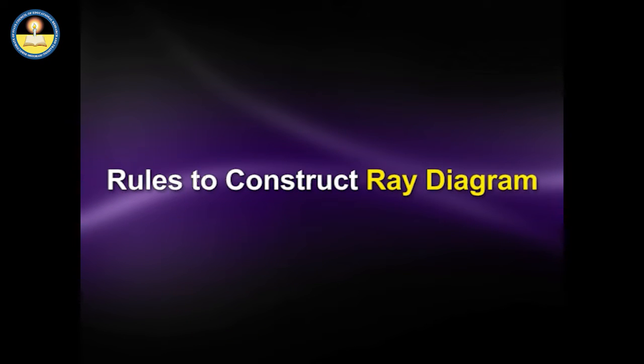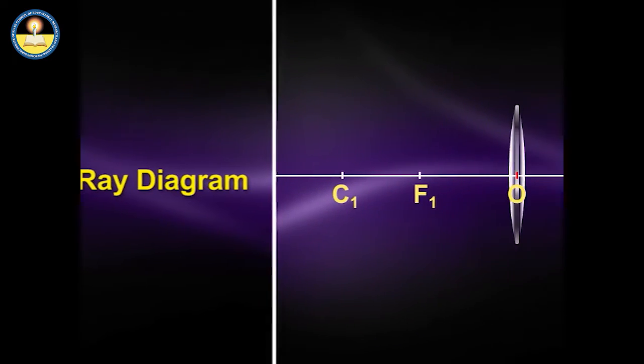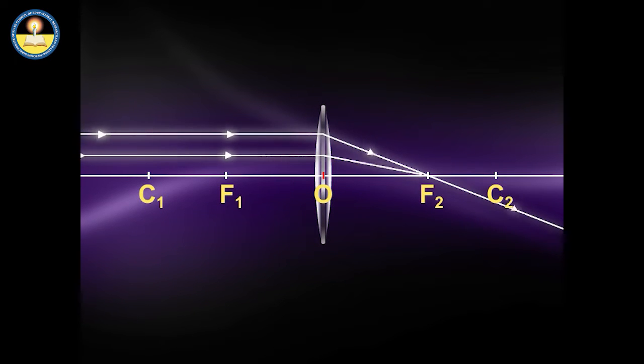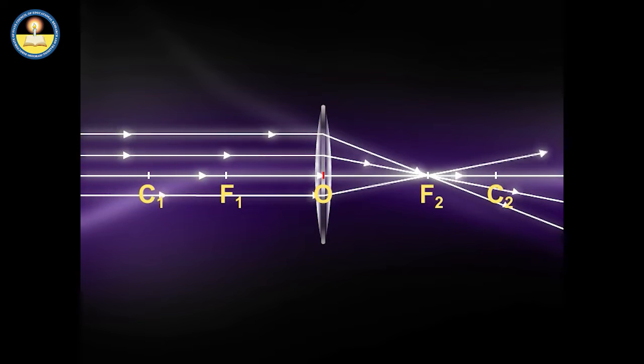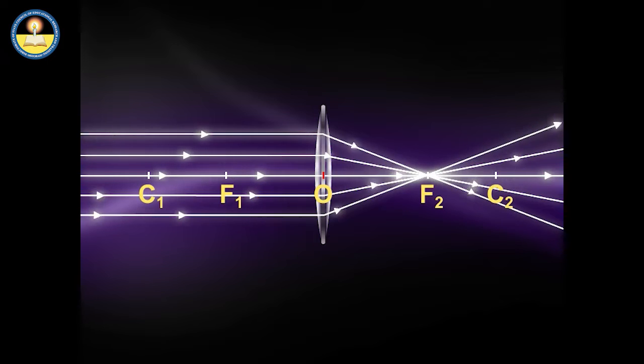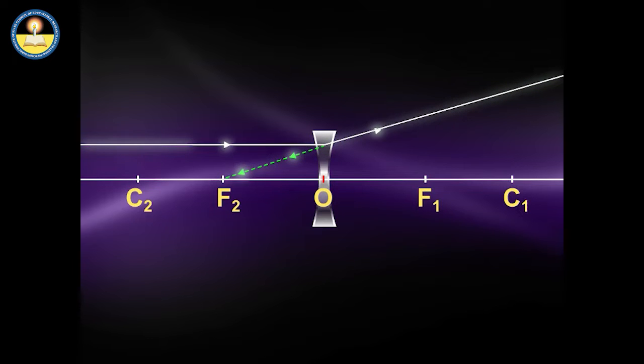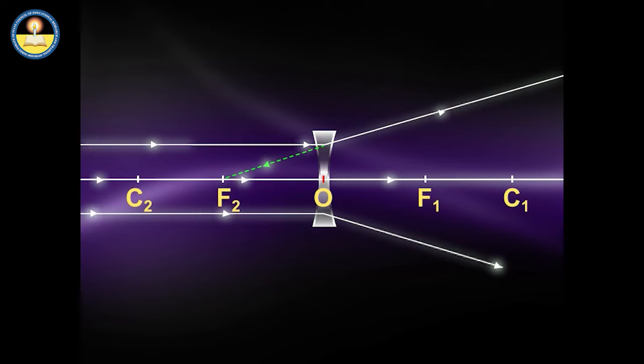To construct the ray diagram using a spherical lens, certain rules are to be followed. An incident ray traveling parallel to the principal axis, after refraction through a convex lens, passes through the second focal point. On the other hand, the incident ray traveling parallel to the principal axis, after refraction through a concave lens, appears to pass through the second focal point.